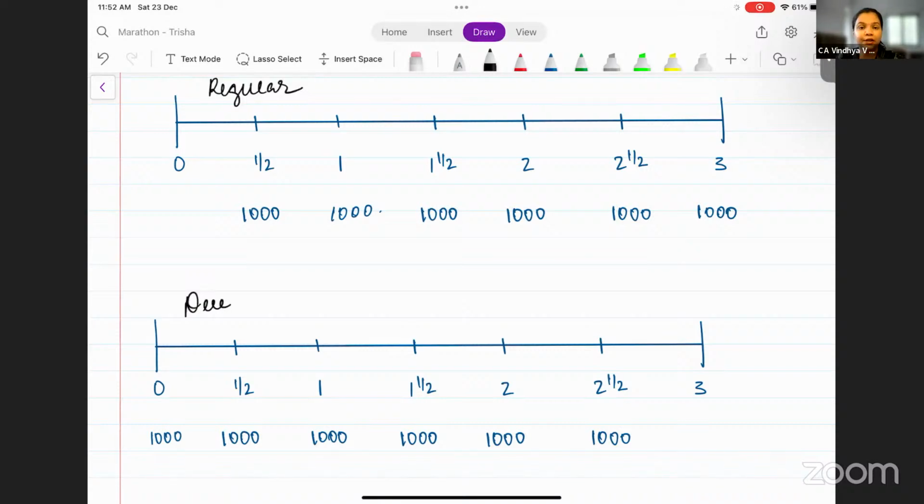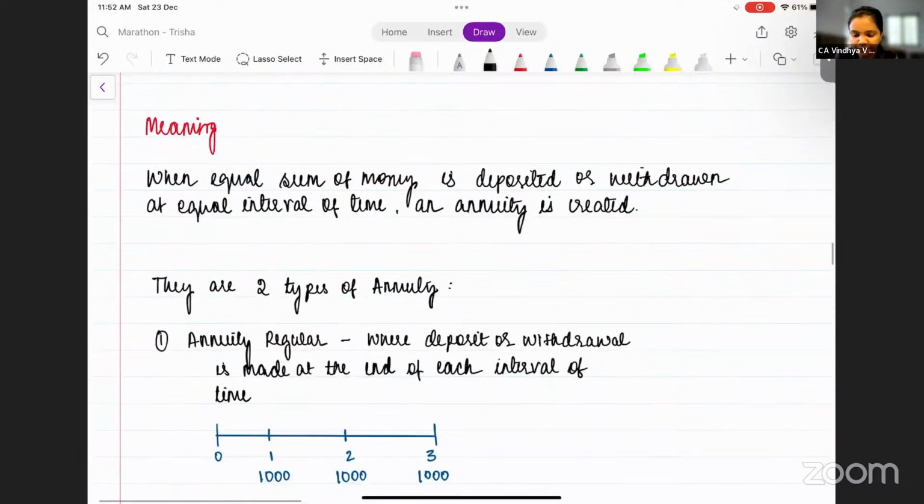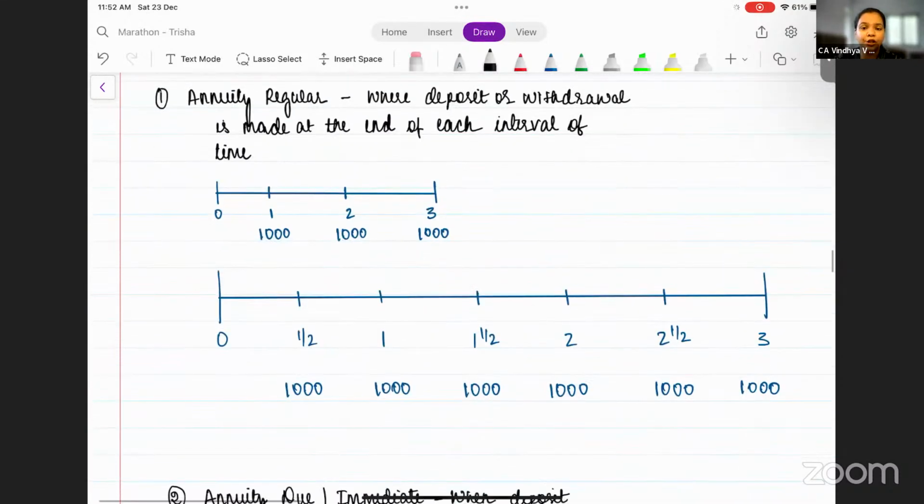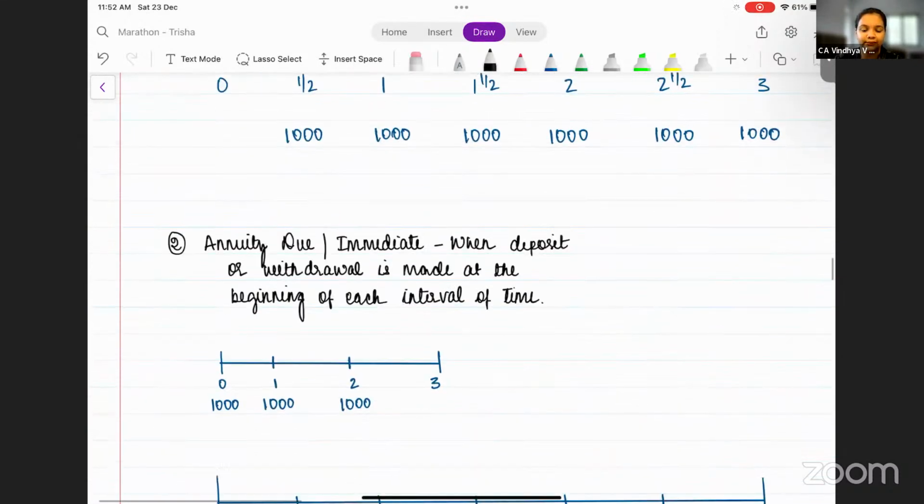So what is annuity regular? When deposit or withdrawal is made at the end of each interval of time. And what is annuity due? When deposit or withdrawal is made at the beginning of each interval of time. Okay. So we have understood the meaning of annuity. We have understood what is annuity regular and what is annuity due. All right.